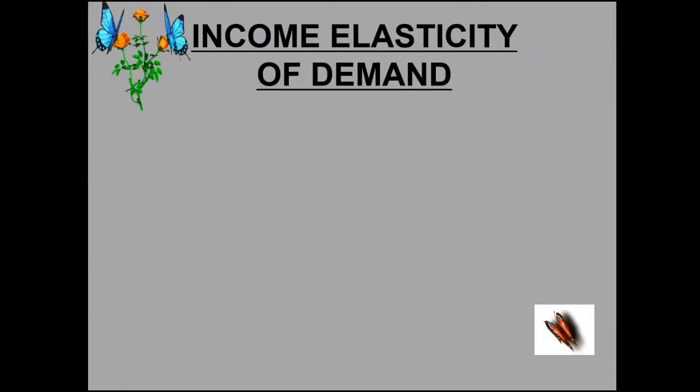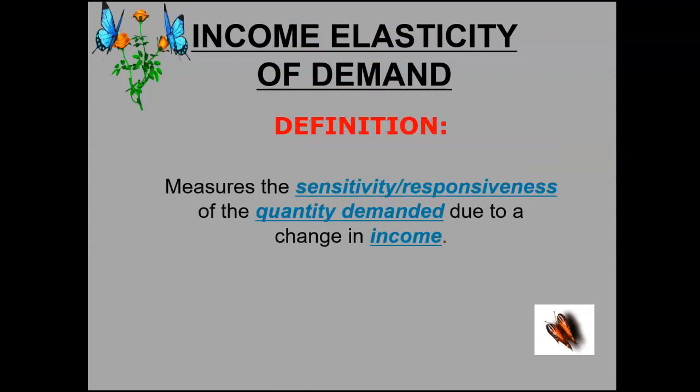Okay. Now kita nak tengok kepada second type of elasticity of demand, which is income elasticity of demand. Kalau tadi kita tengok the sensitivity or responsiveness of the quantity demanded due to change in price, itu price elasticity of demand. But this one is income elasticity. Kita tengok kalau ada perubahan dalam income, what happens to the responsiveness of the quantity demanded by the buyer.